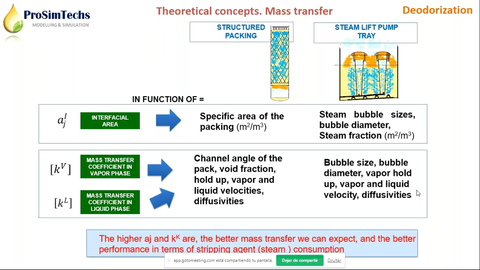the differences in stripping performance are strongly influenced by these three variables that I was mentioning in the other slide, and the influence of these three key variables depends on the type of internals of the deodorizer. In the case of a packing, the interfacial area is strongly dependent on the specific packing surface, while in a steam lift pump tray, it is related to the bubble size and the quantity of bubbles we have in our tray, and also on how these bubbles are formed, not only outside of the steam lift pump, but also inside of the steam lift pump.